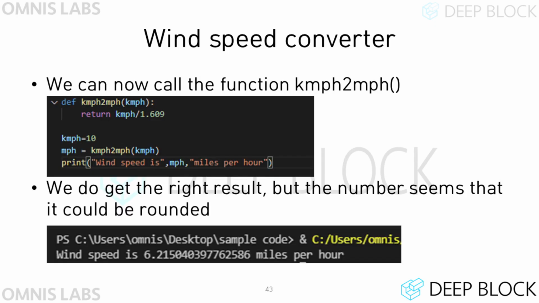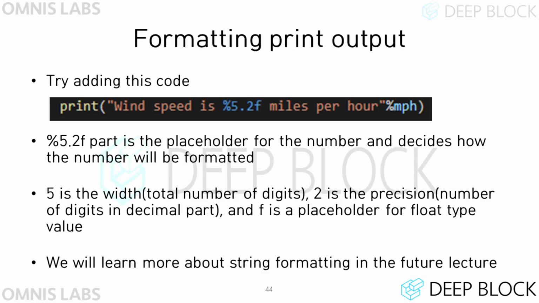kmph to mph function can be called from outside the function. For example, if you convert a speed of 10 kilometers per hour to miles per hour unit using the function, you get the following values. And try running the code again by adding the following line below the code you wrote earlier.